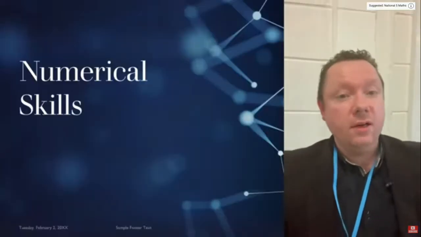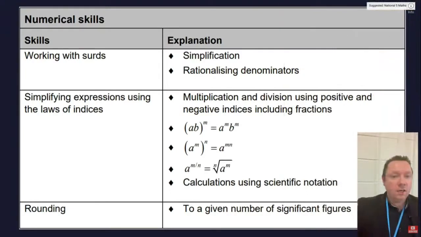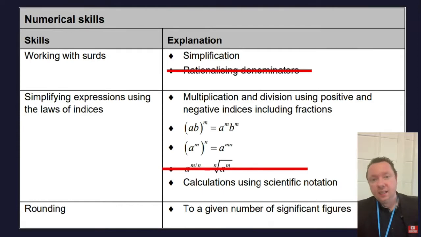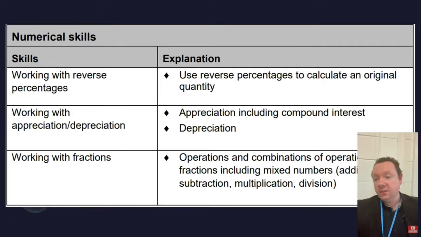Let's look at numerical skills. Rationalising the denominators, such as that, is out. Simplifying surds is still in. If we look at laws of indices, fractional indices are out, but the standard laws of indices, multiplying and dividing, adding, subtracting, are all in. Rounding to significant figures is still in. Let's look at the next thing. If we look at percentages, most of the percentages are still in. The only little change there is depreciation is out. So appreciation is in, but depreciation is out.